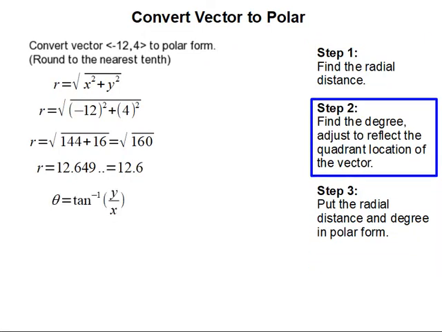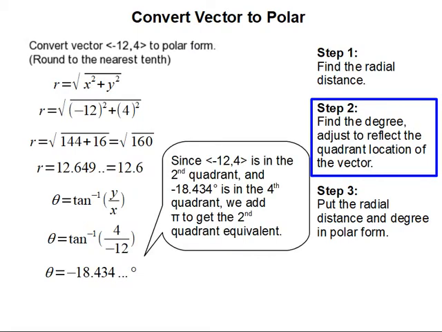Step 2. Find the degree and then adjust to reflect the quadrant location of the vector. So to find the degree from the origin to that point, we can use the formula of the inverse tangent of y over x. So we take 4 over negative 12, take the inverse tangent of that, and that gets us negative 18.434 and so on. And that's the degree of the vector.